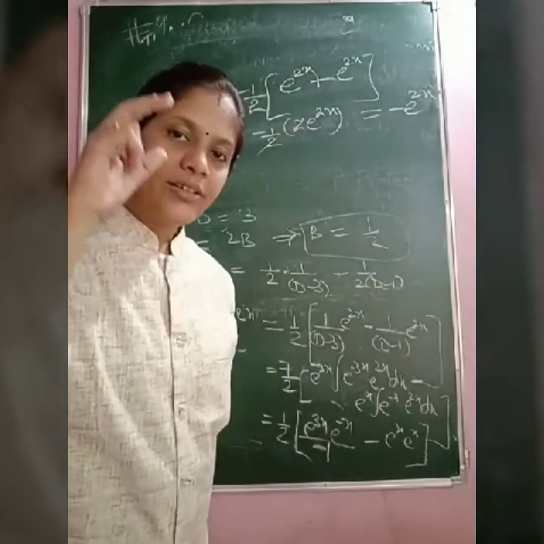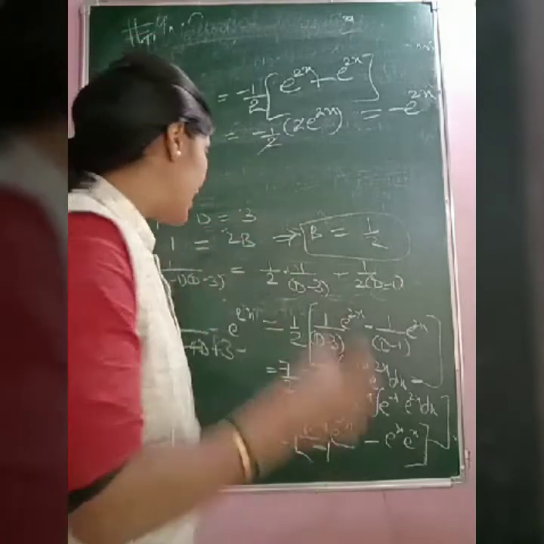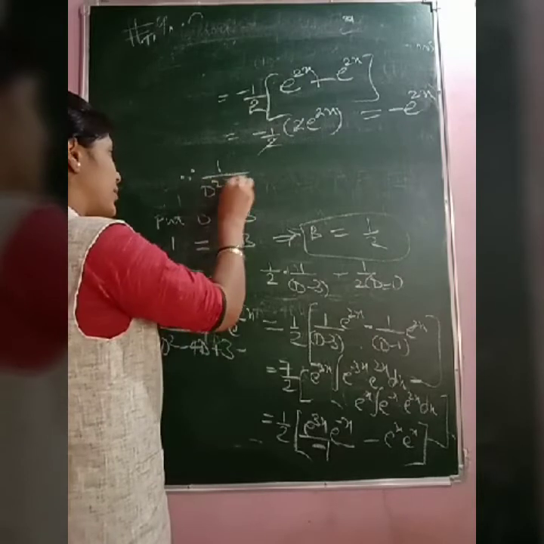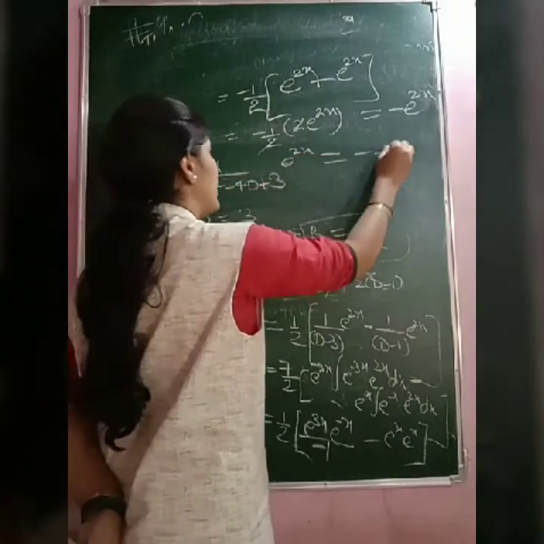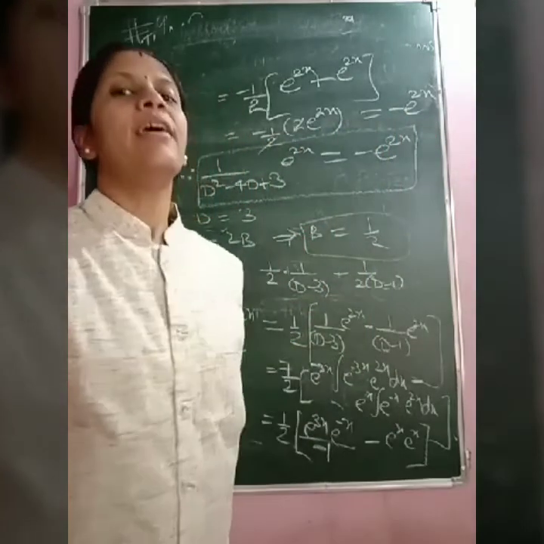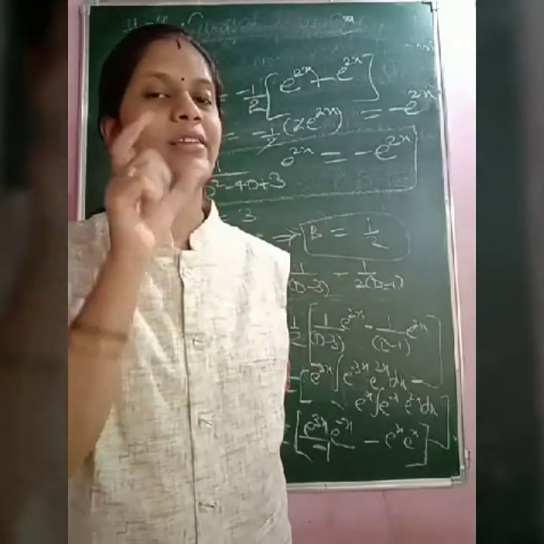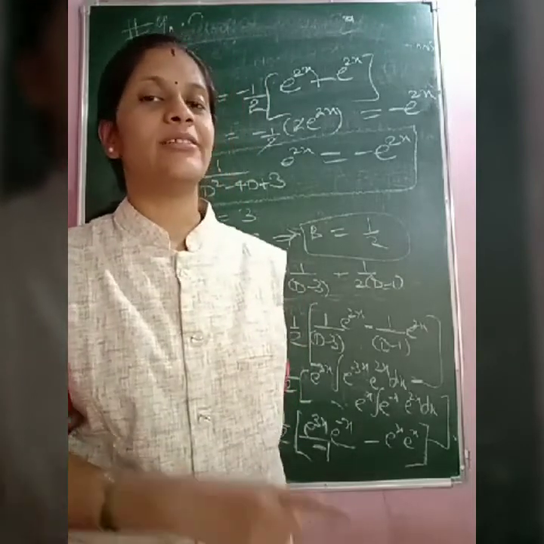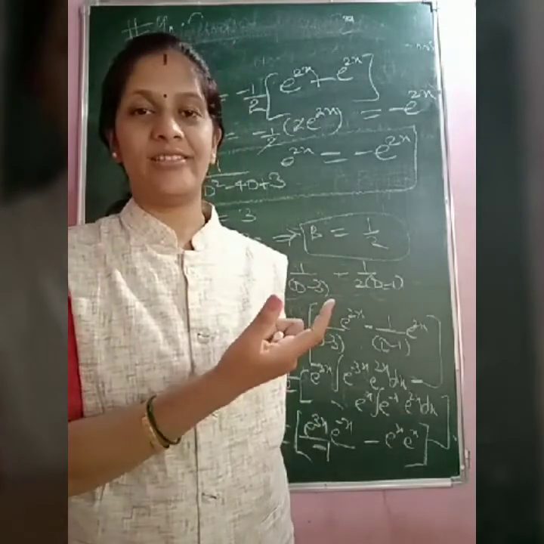Whether you use the partial fraction method or the chain rule, we are going to get the same thing. Therefore 1 by D square minus 4D plus 3 of e raised to 2x is nothing but minus e raised to 2x. So whenever we have linear factors, that is D minus a1, D minus a2, either you can use the partial fraction method or you can use the chain rule and definition.